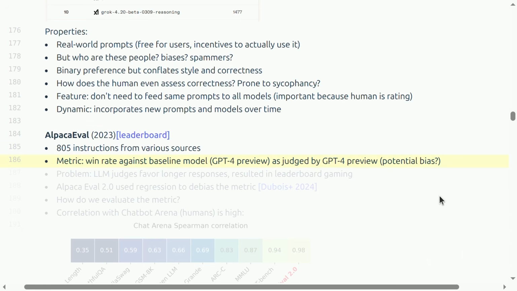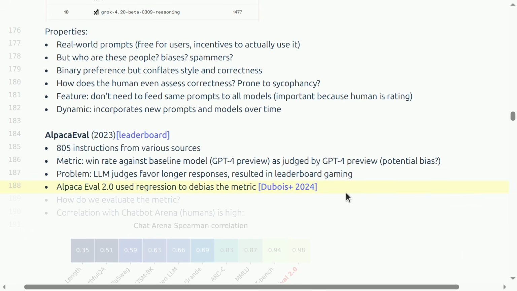So this is basically an instantiation of LM as a judge, which is very popular these days for evaluating language models. And you can mitigate this bias by having multiple judges and ensembling and so on and so forth. So one problem with initial AlpacaEval is that LM judges favor long responses. And this led to a bunch of leaderboard gaming, where a bunch of models that were fine-tuned were submitted, and they got really high AlpacaEval performance just because the responses were longer. So this got fixed in a subsequent paper where they use a very simple regression method to debias the metric.